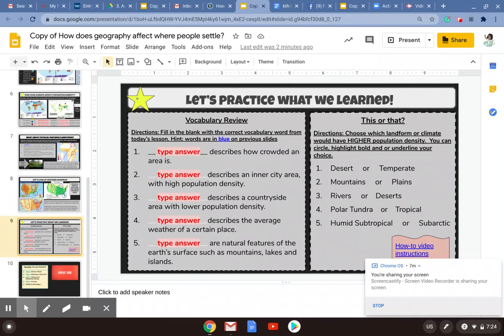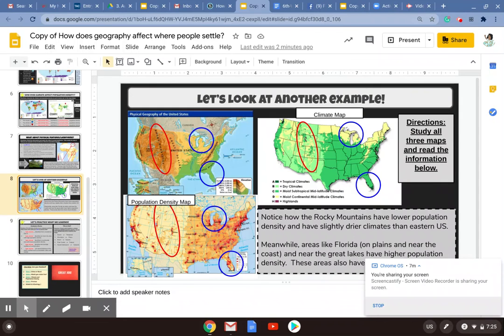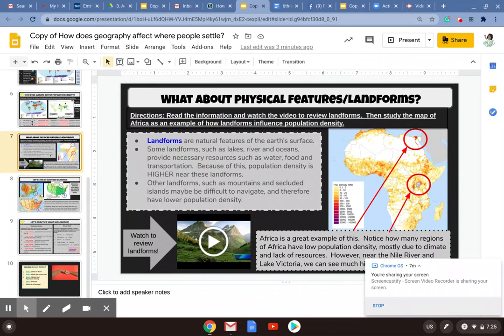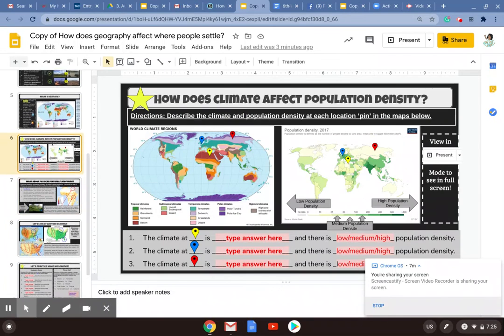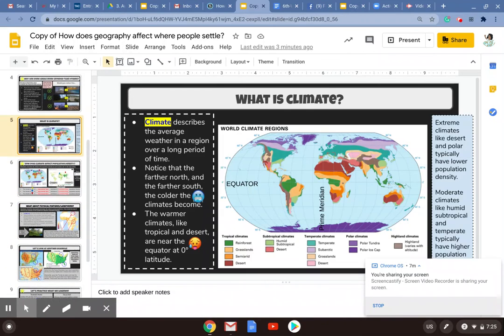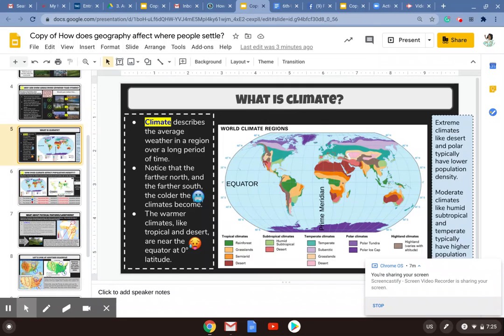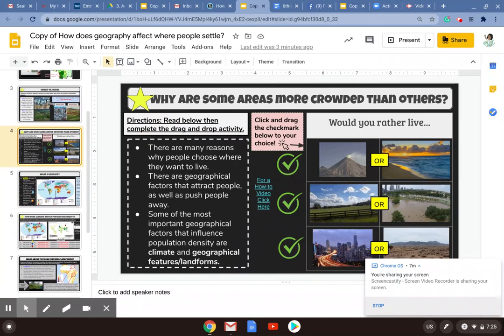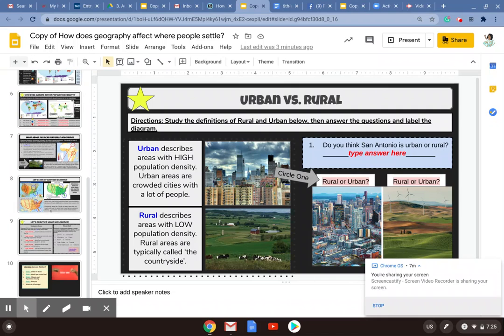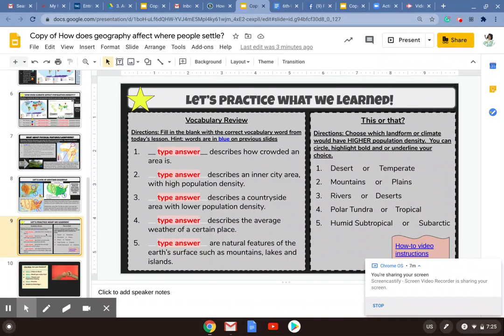Here's another star. Let's practice what we learned. Hopefully you know the answers. It says, fill in the blank with the correct vocabulary word from today's lesson. Hint, words are in blue on previous slides. So if you weren't paying attention and you don't look for the blue vocabulary words, because that's what they are, then you are not going to be able to figure it out. It's going to be a little struggle. So please look at that.